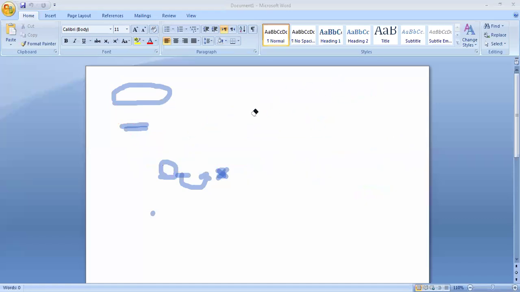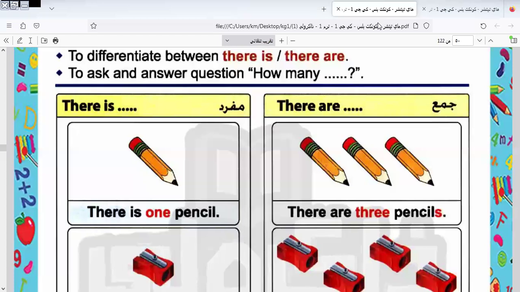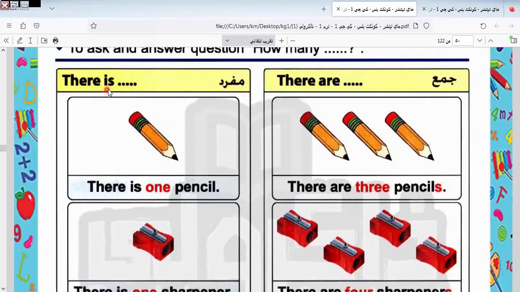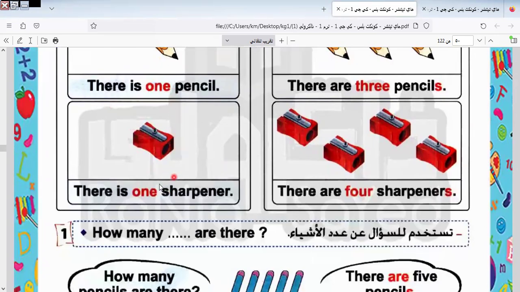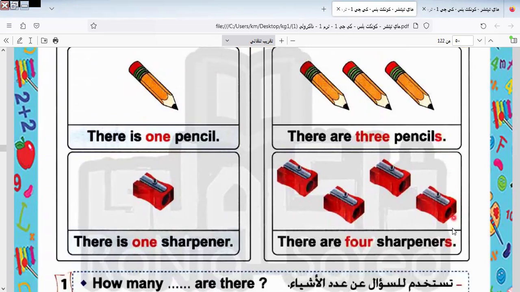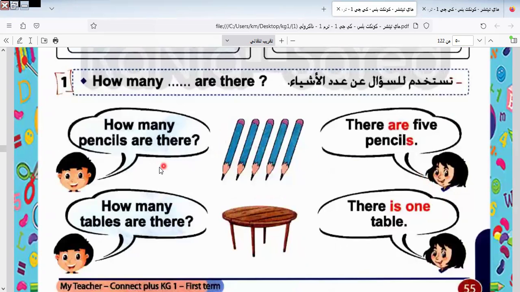Let's go to our lesson today. To resume our lesson today. As we explained here, we say there is one. When we say singular, to say there is one pencil, one sharpener. So here there is 4 what? 4 singular. Here we have there are 4 plural, like this: pencils, sharpeners, and so on. Let's go to another one here.